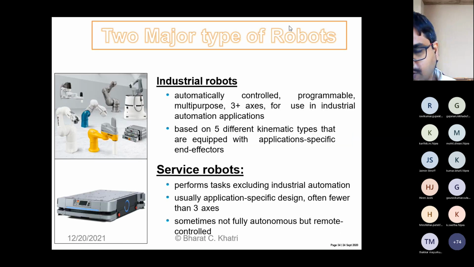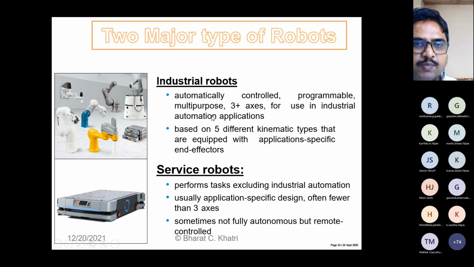Now we have seen a lot of applications and the history of robotics. Robots are classified by various groups, but here we will divide the robots into two groups: either industrial robots or service robots.